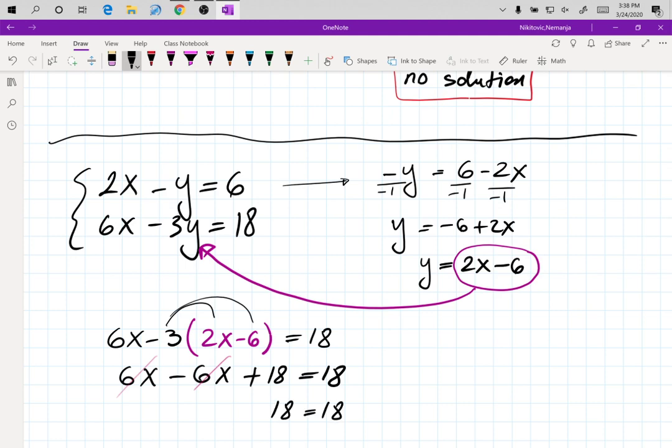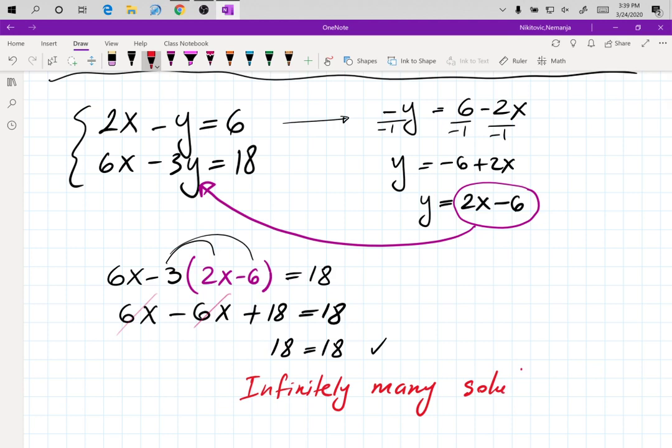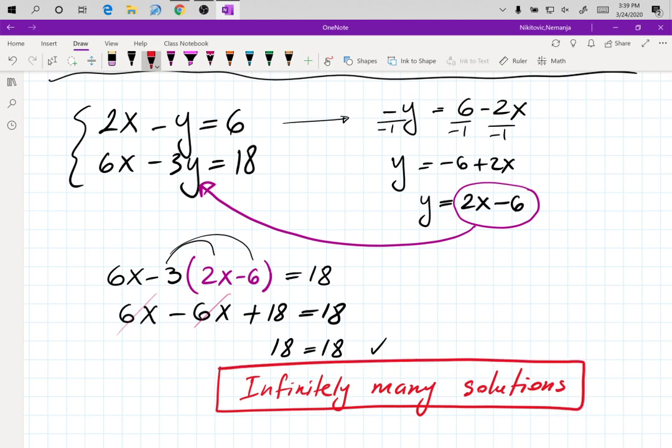Now that's a true statement. So what now? This is that third case when you have infinitely many solutions. Infinitely many solutions. And this is what you get to box. That is your answer.